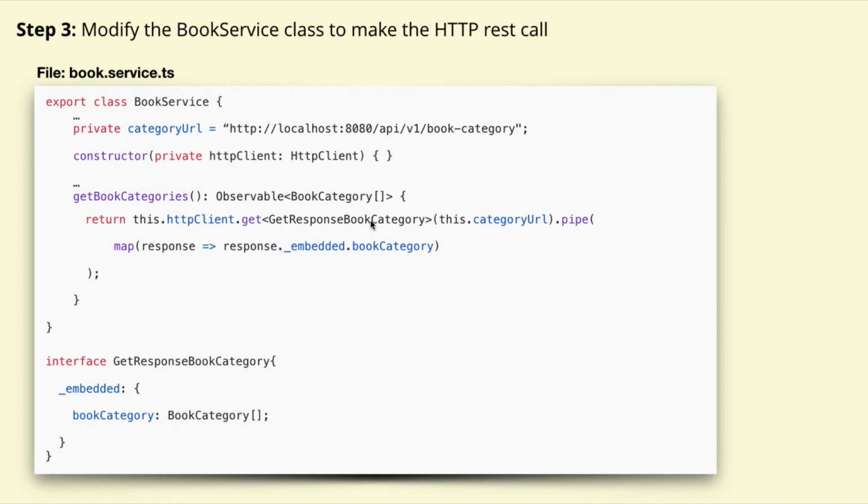So the GetResponseBookCategory is an interface which we have defined down below, and this interface will extract the book category array from the JSON response. And we're going to make use of the map operator to convert the JSON response to a book category array. We have already discussed all about these in our feature 1, so make sure to check out the feature 1 videos.